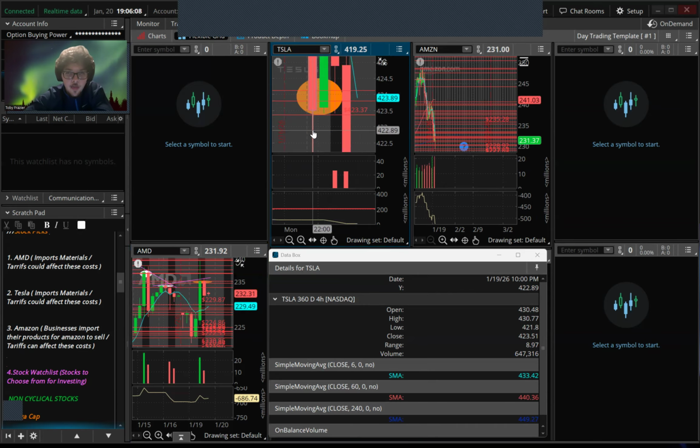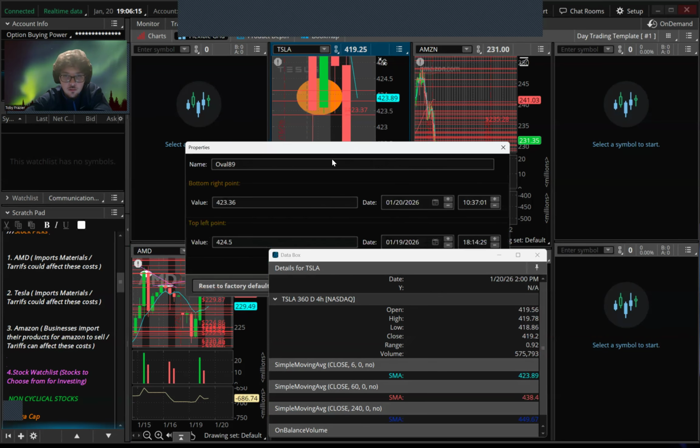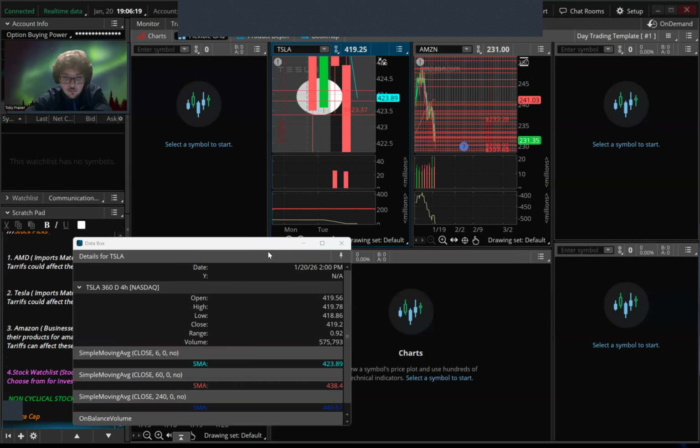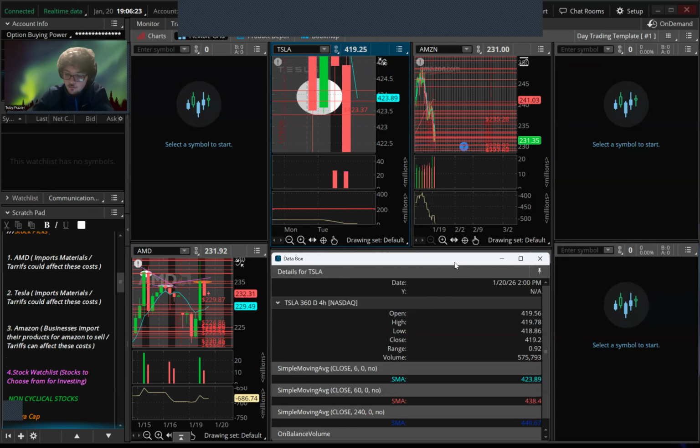So close at 51 cents, and open at 60. That 51 cent close is our swing low.